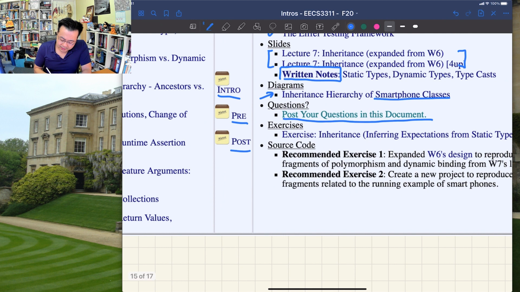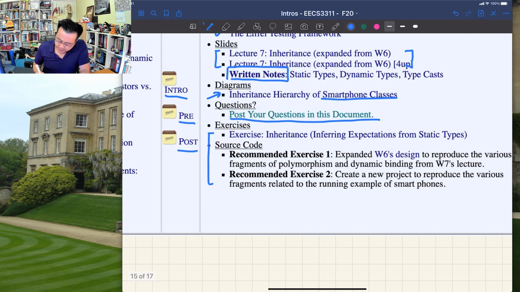And for the exercises for this week, we don't have any source code available to you, but I do have some recommended exercises for you to actually complete. So that will definitely strengthen your understanding about inheritance. Number 1, you can click on this link over here to download the source code for the good design with inheritance from week number 6.